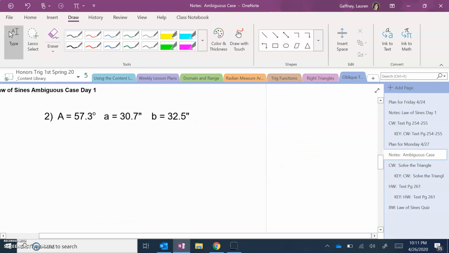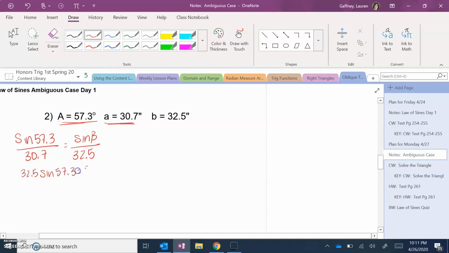Okay, let's look at another example. Once again, we have two side lengths and one angle. You always want to check that you're given two side lengths and one angle and that one of them goes together as a pair. So sine of 57.3 divided by 30.7 equals sine of B over 32.5. Let's cross multiply again. Once you figure out whatever value this is, divide it by 30.7. So we get sine of B equals 0.89.